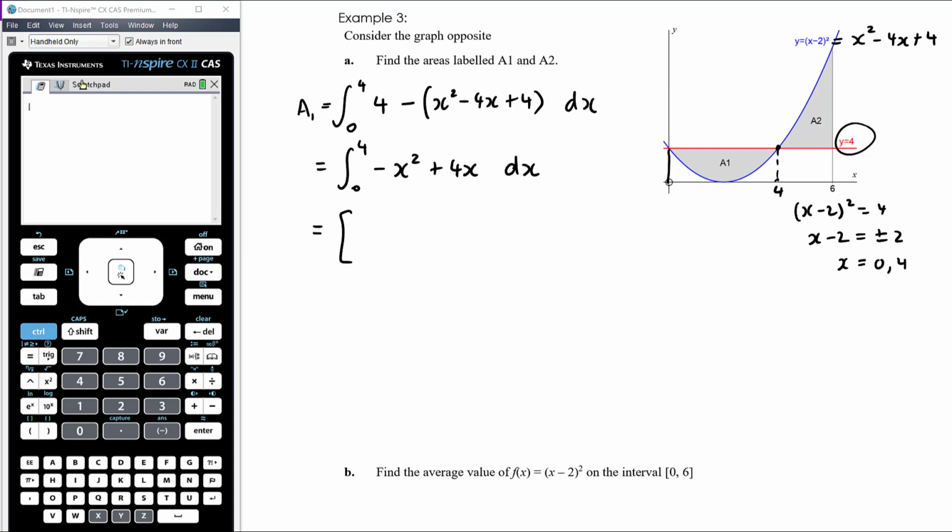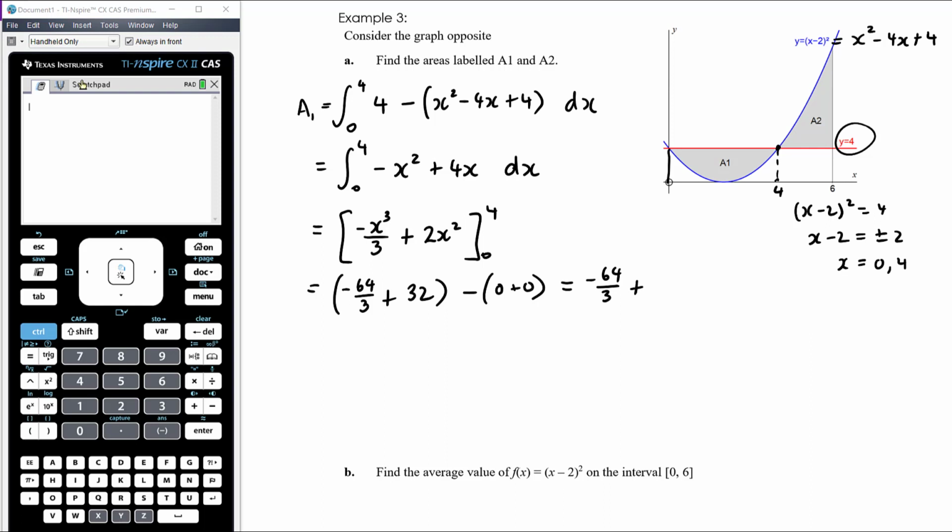Okay, let's anti-differentiate. We're going to have negative x cubed on 3 plus 4x squared on 2, so that's plus 2x squared from 0 to 4. I haven't left myself a lot of room here to do the second one. So that's going to be negative, so 4 cubed is 64, so it's negative 64 on 3 plus 4 squared is 16 times 2 is 32, and it'll be minus 0. And so that is going to be negative 64 on 3 plus 96 on 3. So that is, sorry, positive 32 on 3.